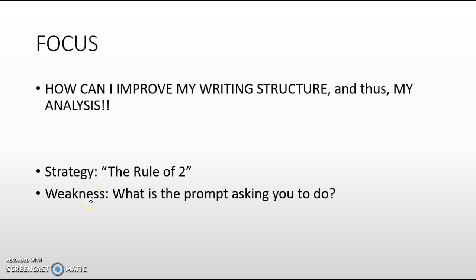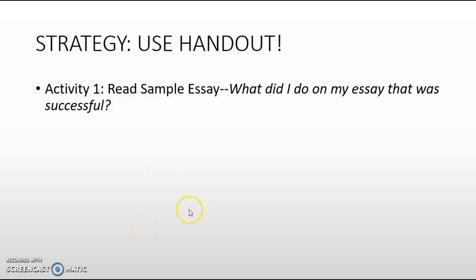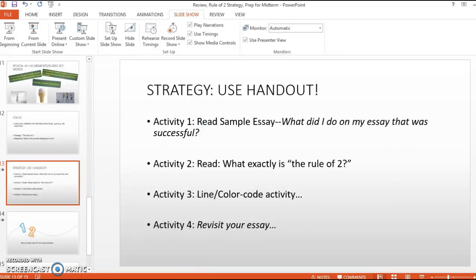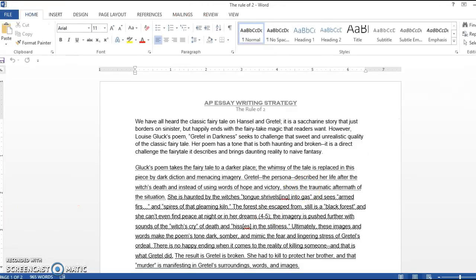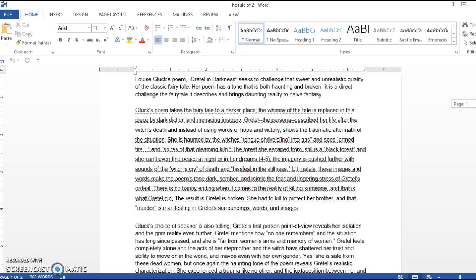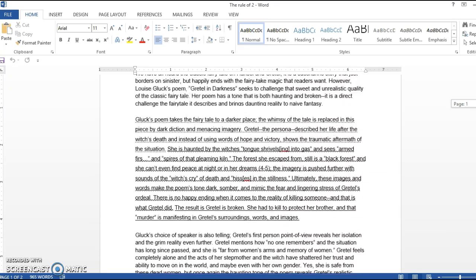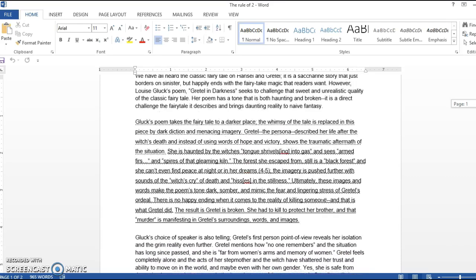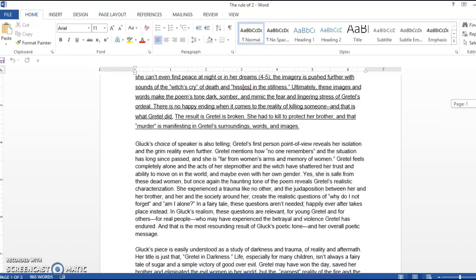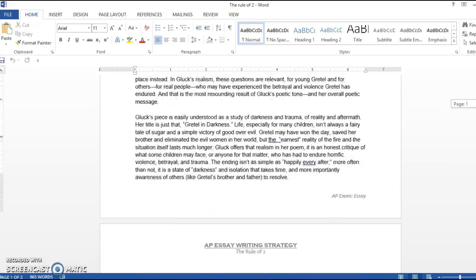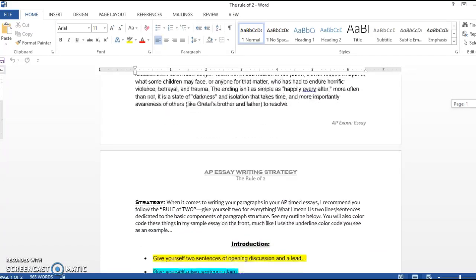And then lastly, a weakness I was noticing in the Gretel and Darkness essays, which was your second essay, right, was a lot of you didn't understand what the prompt was asking, and that's also why your essay wasn't long enough. So, we're going to switch to the handout. The handout looks like this. I'd like you to take a few minutes to read this sample essay that I created. When you get done doing that, I need you to ask yourself, what do you notice about the structure? Like right now, it's a 4-paragraph essay, which is intriguing, and we'll talk more about that. So pause if you need to.